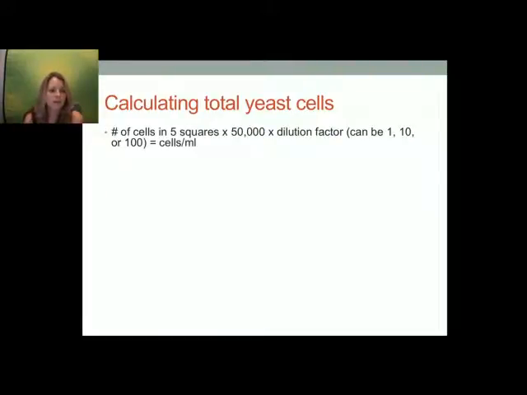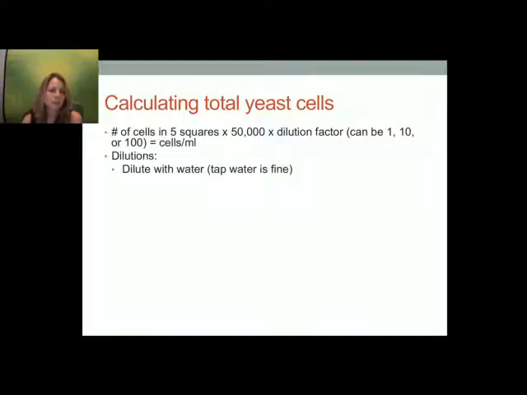This will equal the number of cells per milliliter that you have in your sample. So, how do you determine the dilution factor? When you have a sample in which you want to count yeast cells, you will most likely need to dilute it. In yeast slurry, you generally dilute 100 times, where in fermenting beer, you'll generally dilute 10 times.